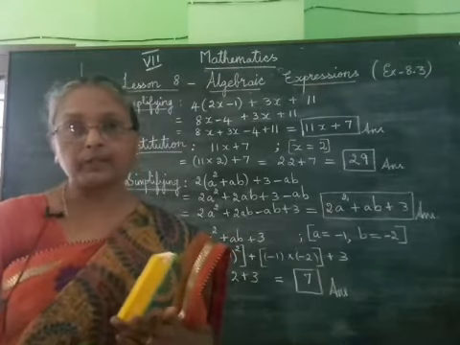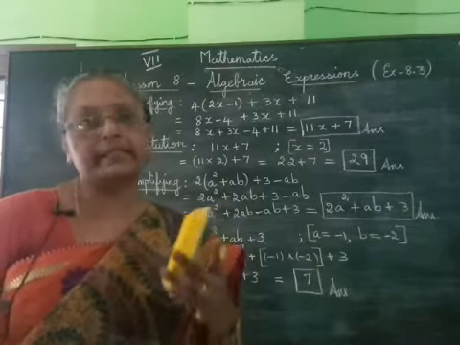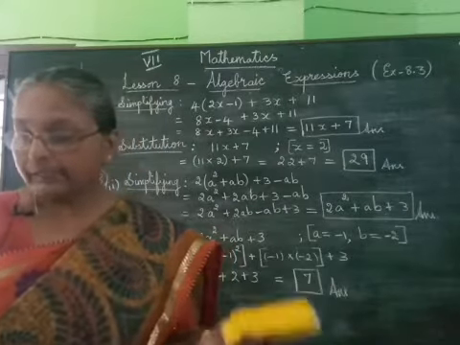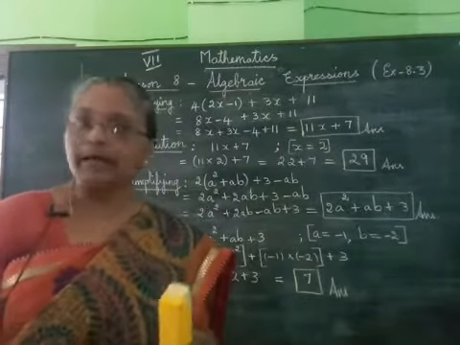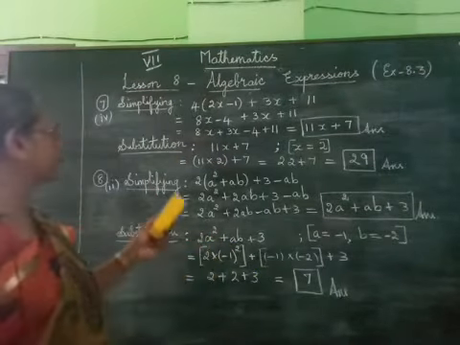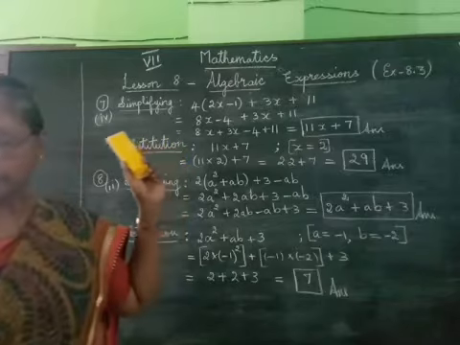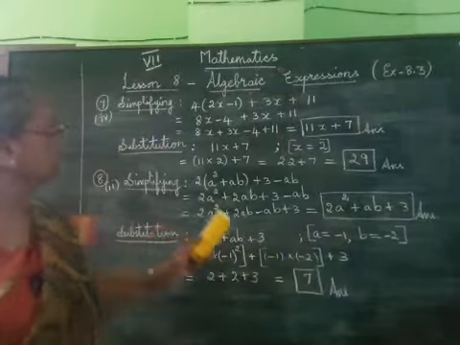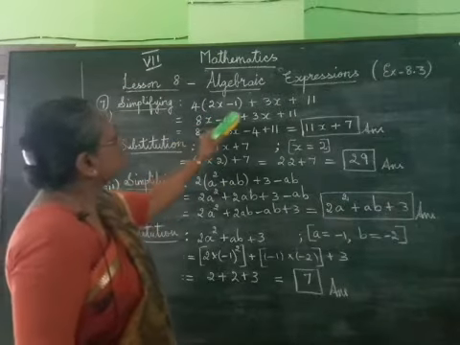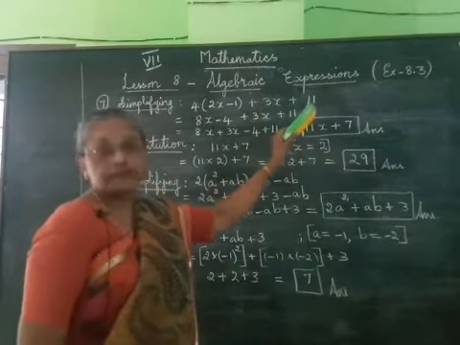The first thing we are required to do is to simplify the expression. That is simplification, in other words. And the other one is to find the values, which is substitution. So, the first thing we will do is simplifying the expression which is given. The expression given is 4(2x - 1) + 3x + 11.